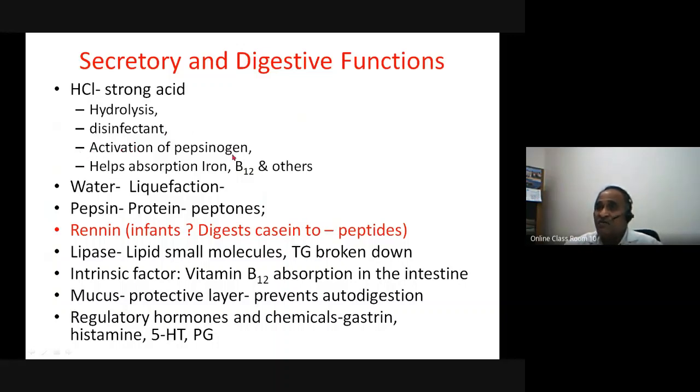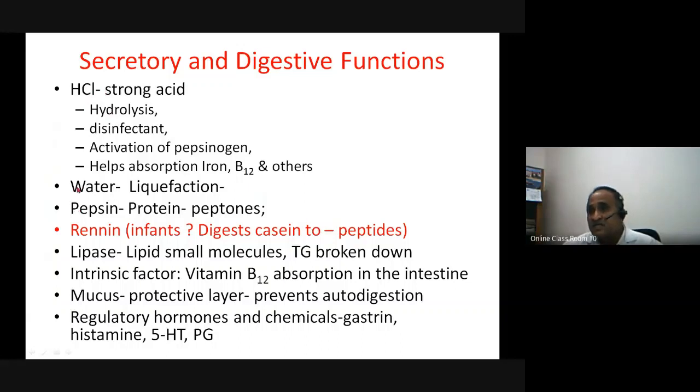Then there is activation of pepsinogen. Pepsinogen is a precursor of pepsin, an enzyme necessary for the digestion of protein molecules, so HCl activates pepsin. HCl also helps the absorption of iron, forming ferritin, and converting the iron from the ferric to the ferrous state. It helps the absorption of iron, B12 and others. In the absence of HCl, iron absorption and B12 absorption are hampered. So that is about the HCl.